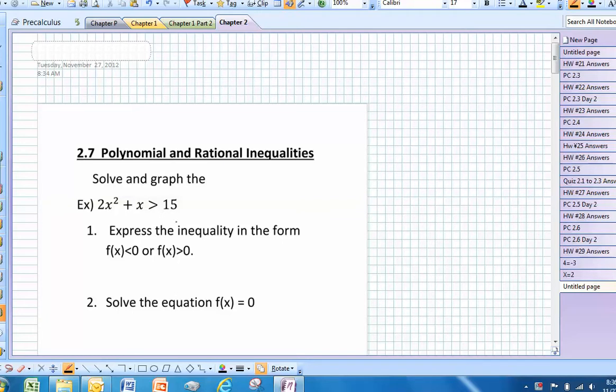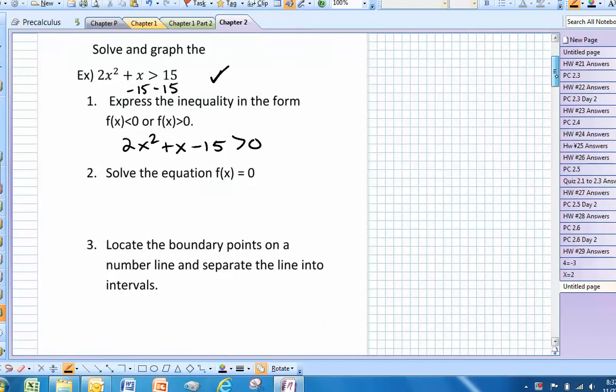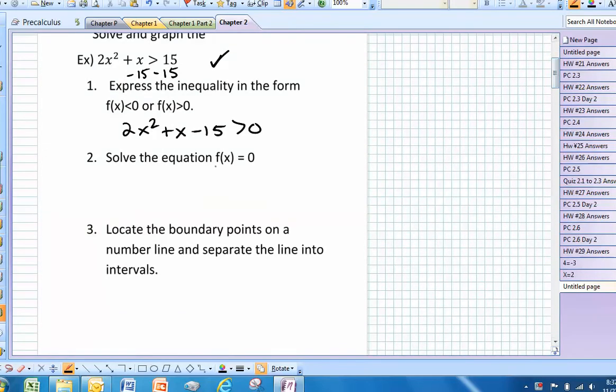So the first thing when solving something like this right here is you want to get it to be either greater than or less than 0. So we're going to have to move the 15 over. Then we're going to solve the equation as if it was equal to 0.